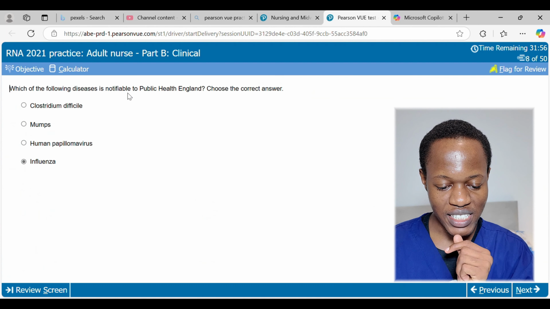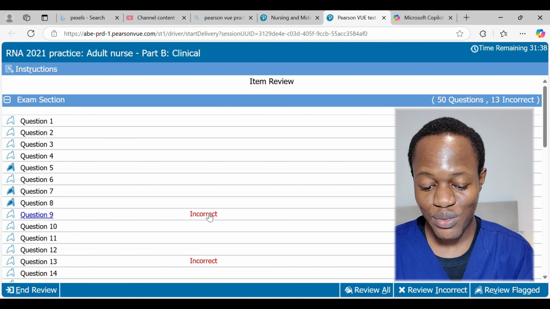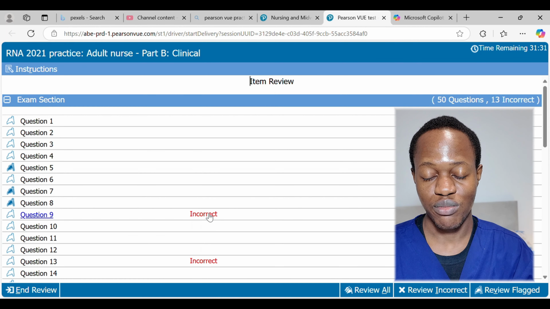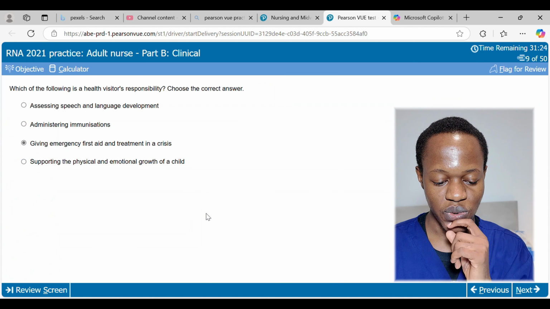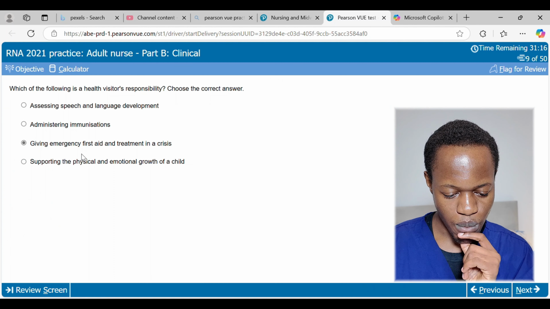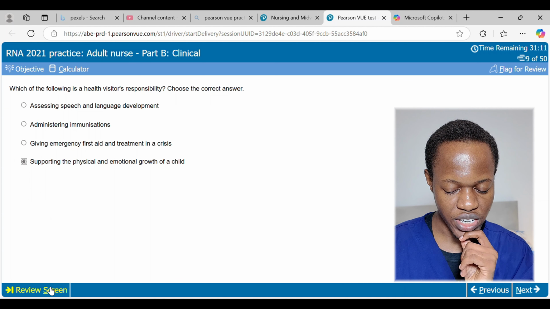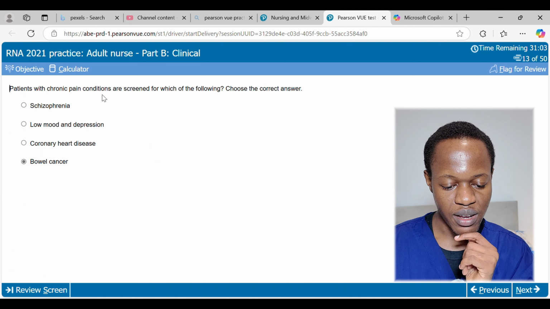Which of the following diseases is not... I think this should be mumps. So if you think you can easily do this as well, that's why I'm just showing you guys, I don't know it all. So let's just do it together. So the next one, which of the following is a health visitor's responsibility? Should probably be supporting the physical and emotional growth of a child. Yes, correct.